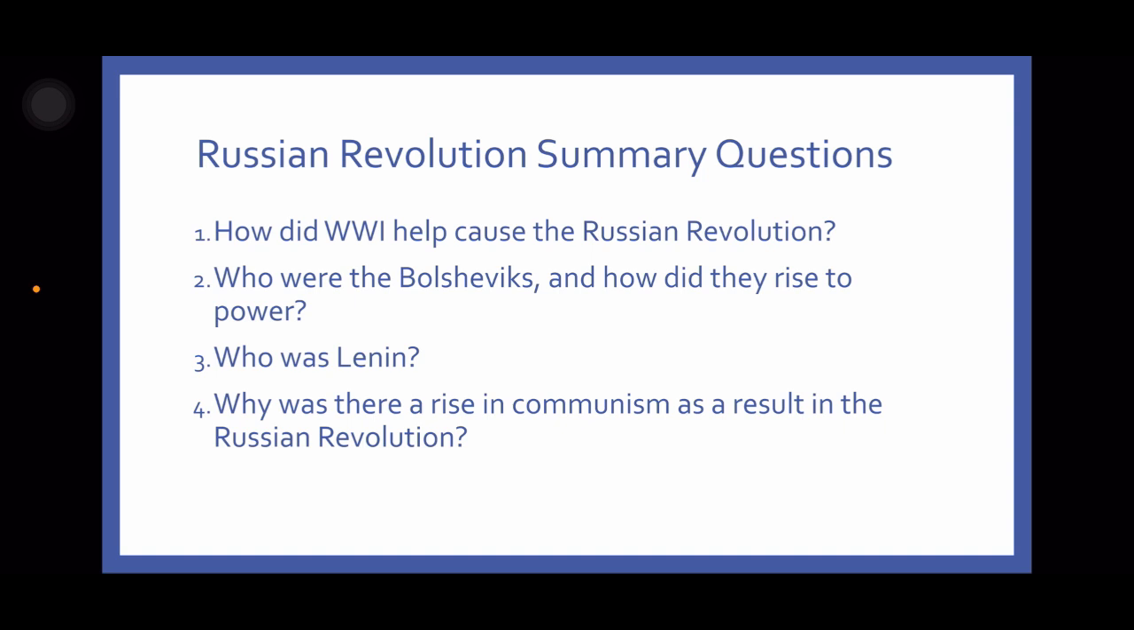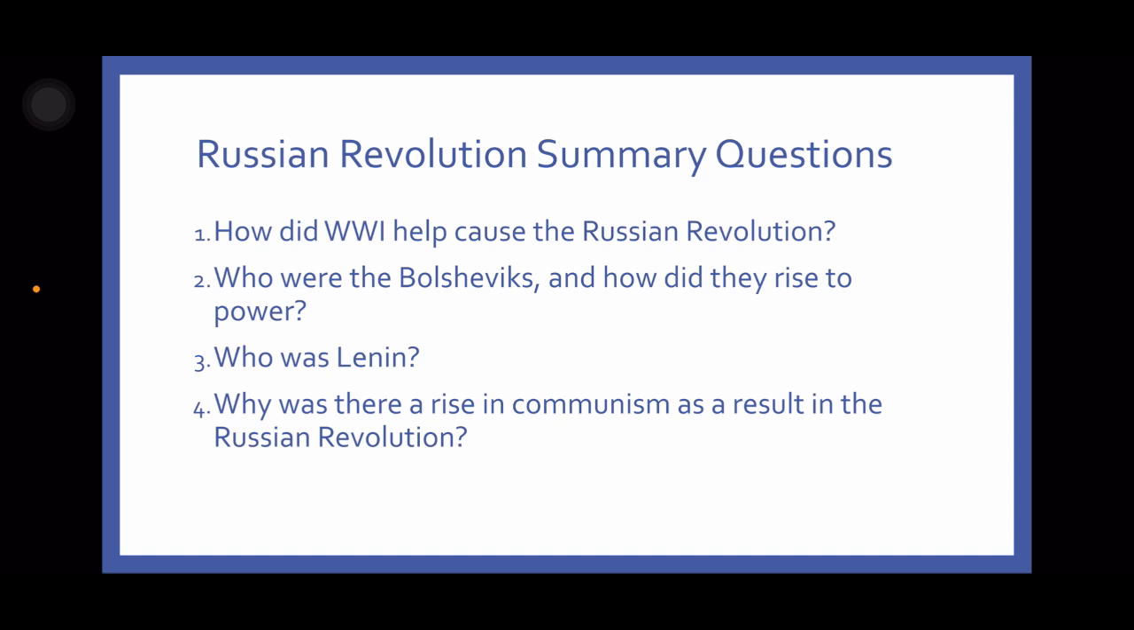The Bolsheviks were led by Vladimir Lenin. They're a communist party. They rose to power because people were sick of Tsar Nicholas II and their corrupt government. Who was Lenin? Lenin was a Bolshevik leader who studied how communism was working overseas, with Karl Marx and others. So he wanted to bring communism into Russia, and he did. He became a dictator after killing Tsar Nicholas II and his whole family.